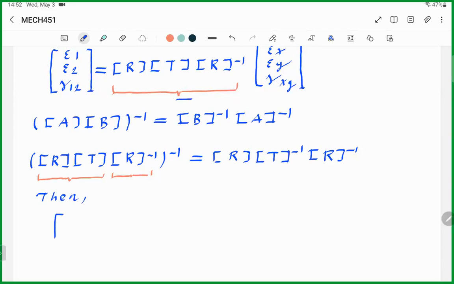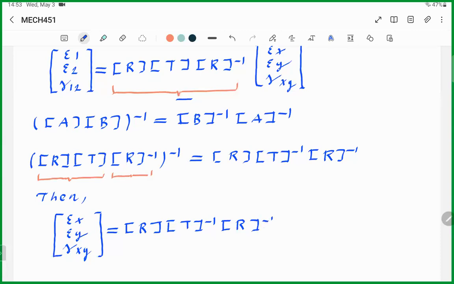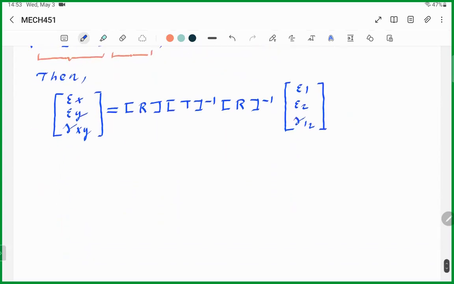Then we have epsilon x, epsilon y, gamma xy equals R T inverse R inverse times the local strain matrix, epsilon 1, epsilon 2, gamma 1 2. I had to write this quantity in terms of global stress, and we can do that.